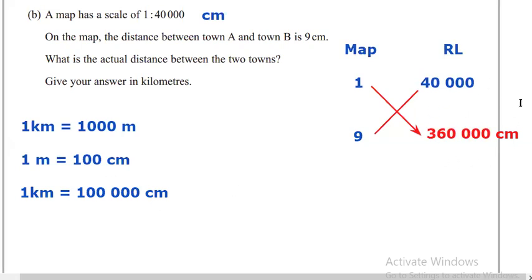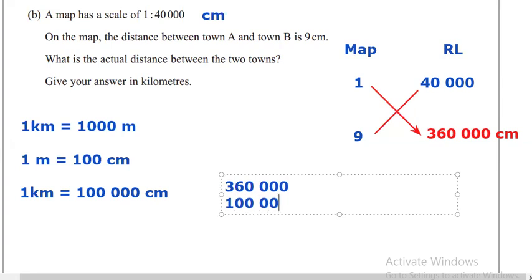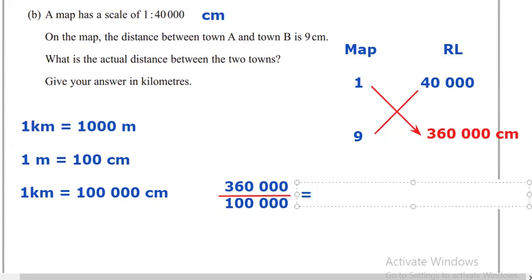So to turn centimeters back to kilometers, what do I have to do? Very good. I have to divide by 100,000. So 360,000 centimeters, I have to divide by 100,000, so I can turn it into kilometers. Very good. So 360,000 divided by 100,000 will equal 3.6 kilometers. And this is how you answer a question like this.